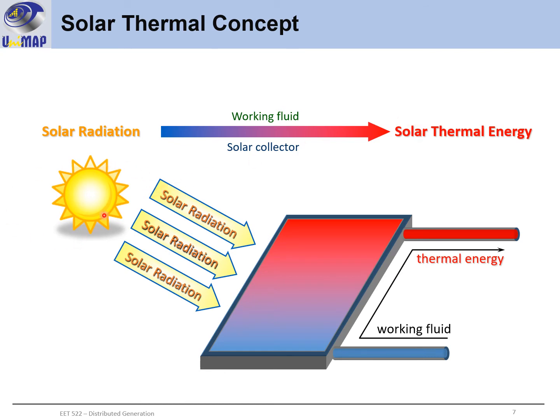In this bottom diagram we have the sun, and it has solar radiation. This indicates the solar collector, and then we have a working fluid. From the cool one, when it flows into the solar collector, the working fluid will be heated up, and then flows to this line, and the heat in the working fluid will be used for heating.